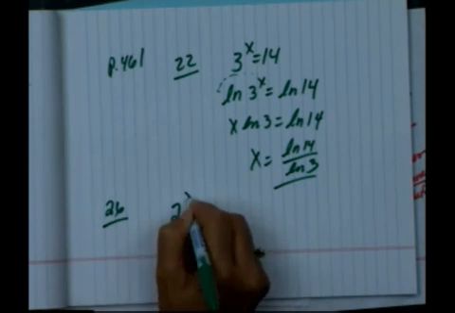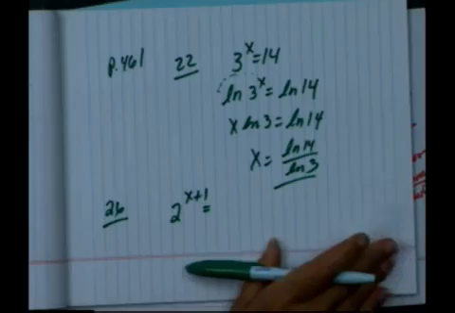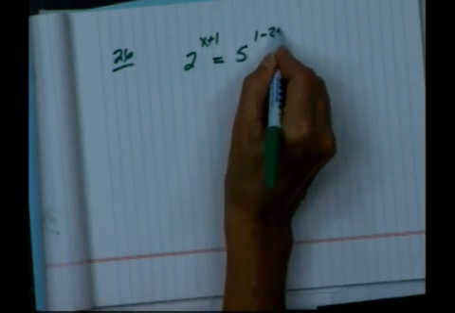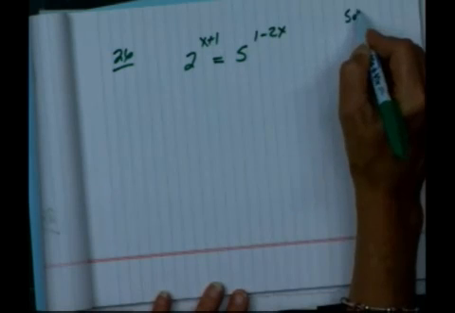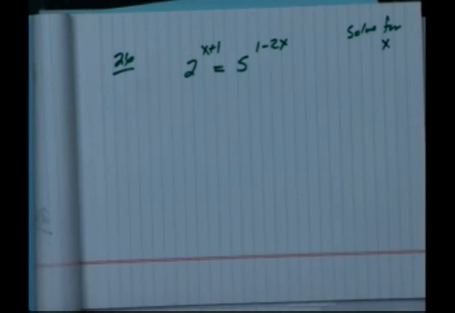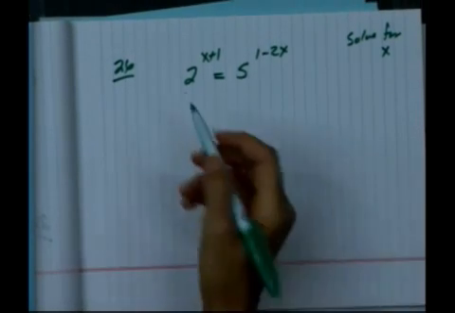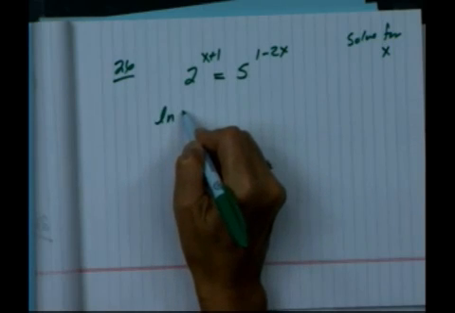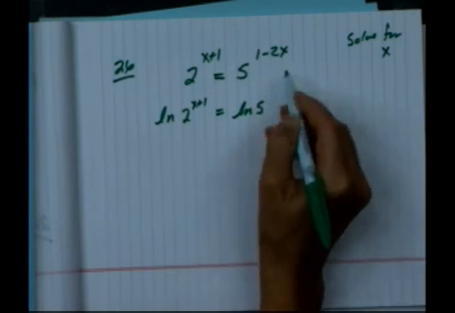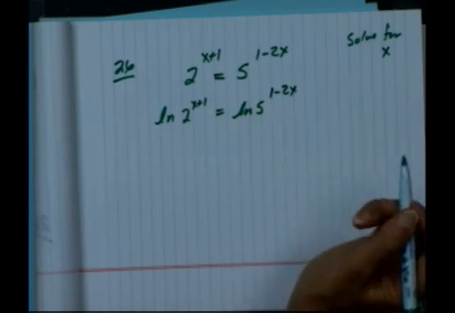26. Let's start a new page on that. This is probably the hardest one you would ever have to do for this class. 26. 2 to the x plus 1 equals 5 to the 1 minus 2x. And your job is to solve for x. All right. What would you do here? Same as always. Take the natural log of both sides. Natural log of 2 raised to the x plus 1 equals natural log of 5 raised to the 1 minus 2x.